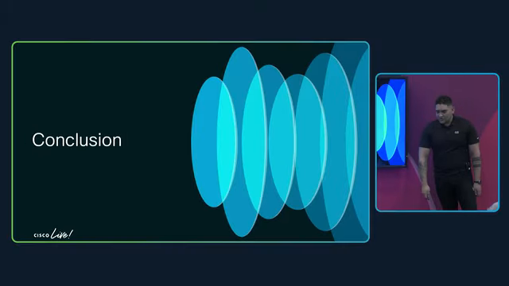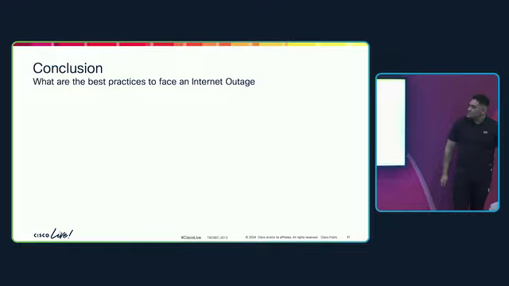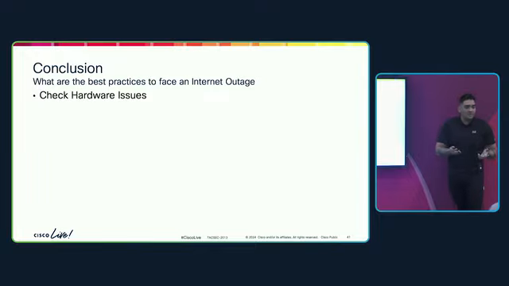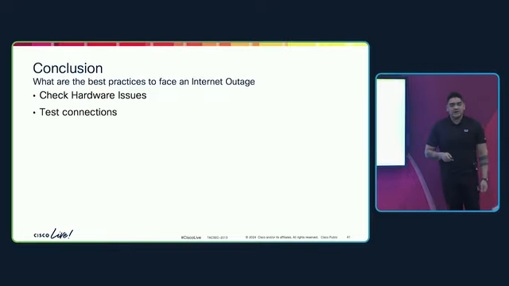So, for the conclusion, what are the best practices to face an internet outage? Well, check the hardware issues. Check your hardware. You know how to do it. Check the faults. If something is missing on the hardware, you can see it. Now you know how to do it. Test the connections. As you saw, we did that at the beginning. We checked that we can ping from one point to another. We can reach the firewall, so the firewall was involved in this issue. Let's do that at the beginning.